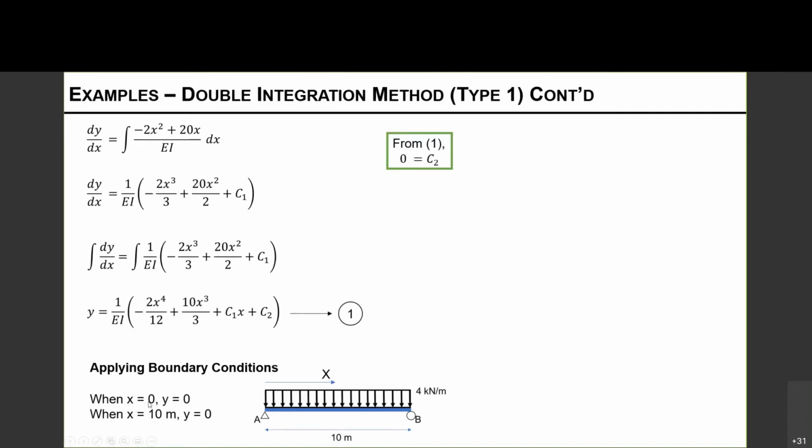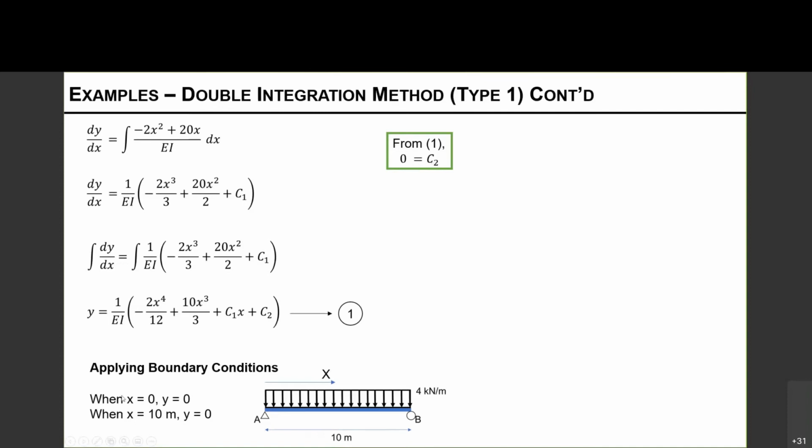So when x equals 0, y is equal to 0. That is coming from our boundary condition. So let's plug in the values for x equals 0 over here and y equals 0. When you substitute 0 for x terms here, you will see that these three terms disappear, and we have a 0 here. Therefore, C2 equals 0. That means C2, the integration constant, is 0.